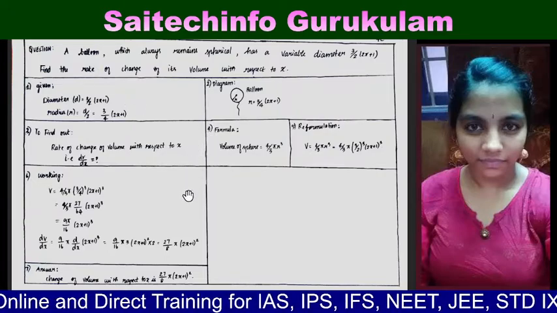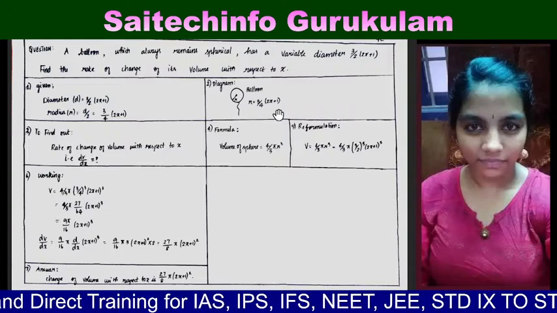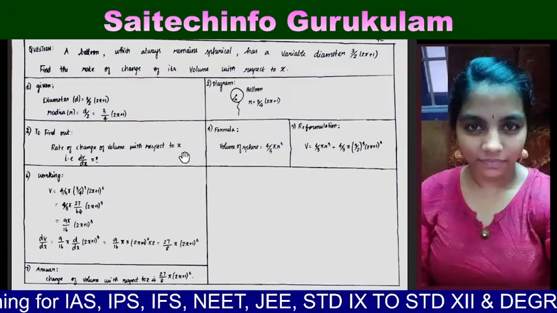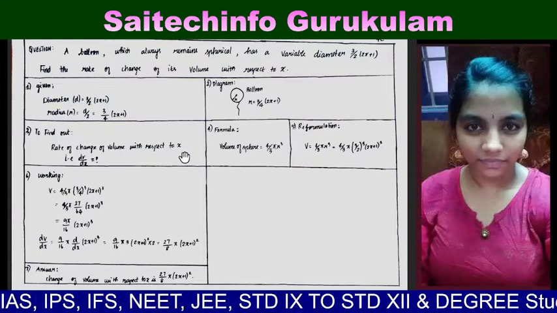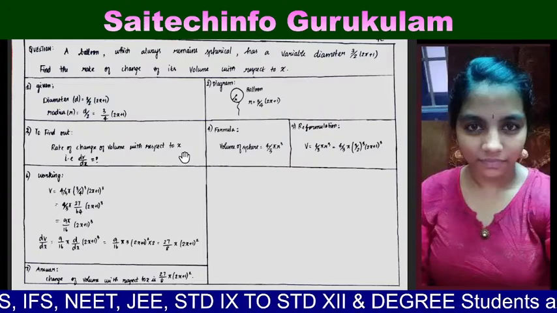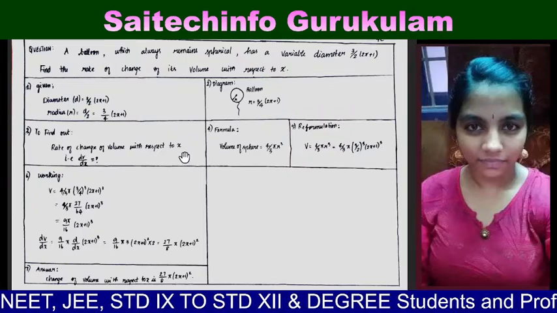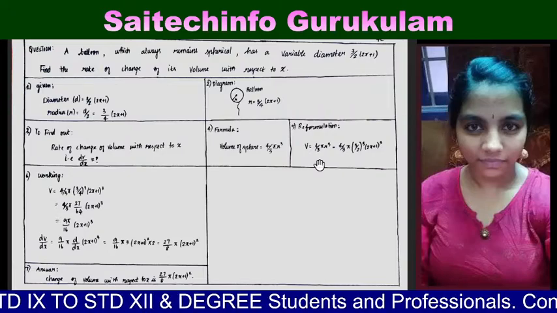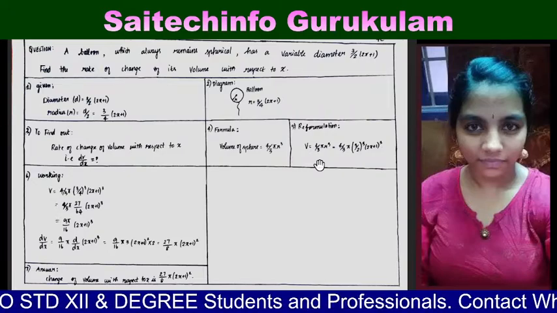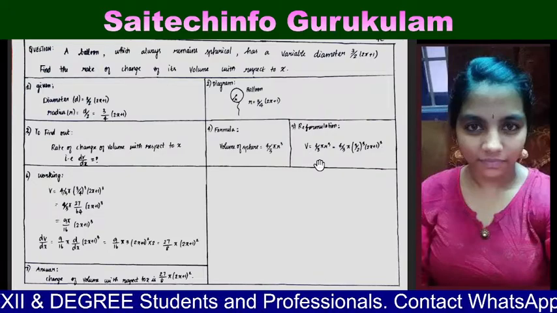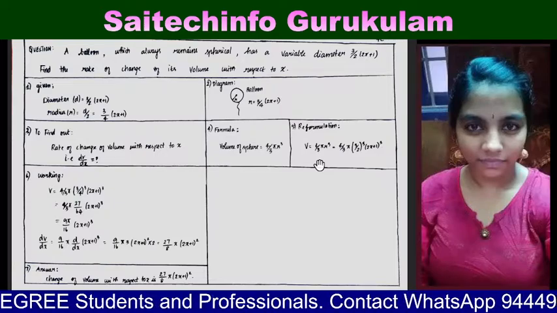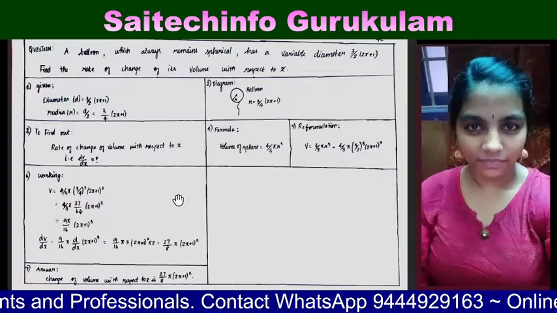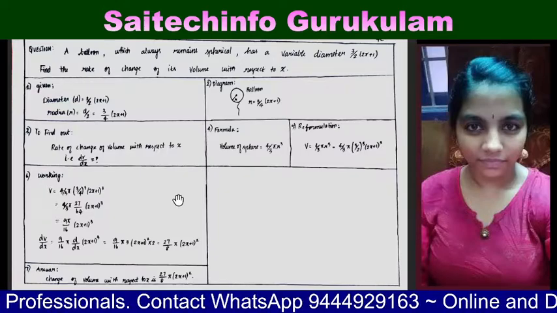I have just drawn a balloon with the radius r. To find the rate of change of volume with respect to x, that is dV by dx. Formula: volume of sphere is equal to 4 by 3 pi r cube. In the reformulation, I have substituted the value of radius, that is V is equal to 4 by 3 pi 3 by 2 the whole cube into 2x plus 1 the whole cube. I have started the working with that.